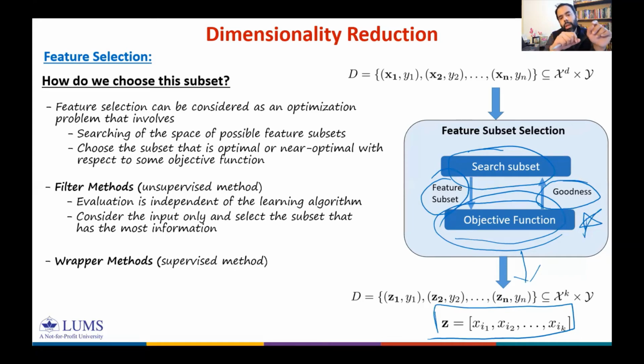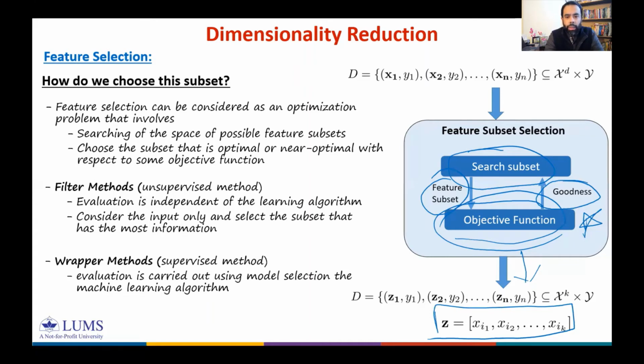In filter-based methods, we do not use a classifier to evaluate the subset. In wrapper methods, we use the classifier or some predictor to evaluate the subset. This is the difference, right? So filter methods are unsupervised, and in wrapper methods, we provide supervision, or we use a learning algorithm to carry out the evaluation of the objective function. Okay. So we also carry out a train and test split to compute this evaluation error.